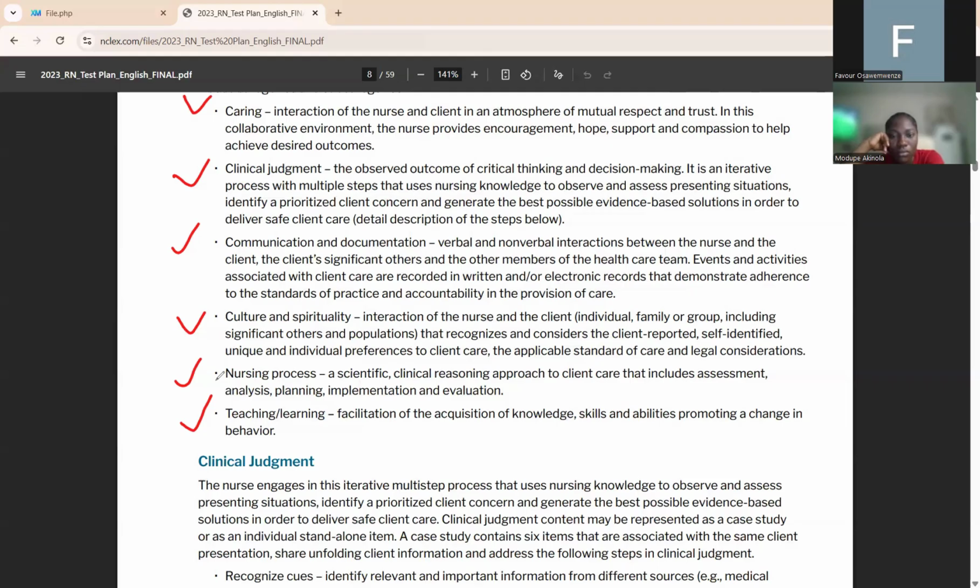Now, the other part is culture and spirituality. This kind of question is rare on the exam, but once you get one, it's very easy. What the NCLEX just wants you to do is to respect the client's culture and spiritual life. Like if they tell you a patient stated they don't want something, all you need to do, if the answer is saying you should educate them about the risk, fine, educate them about the risk.